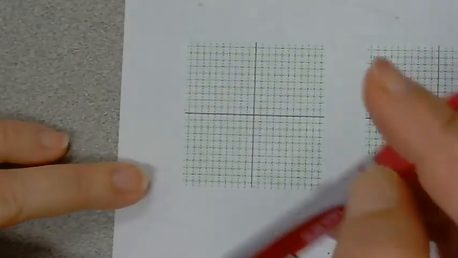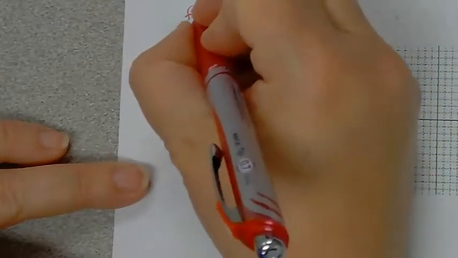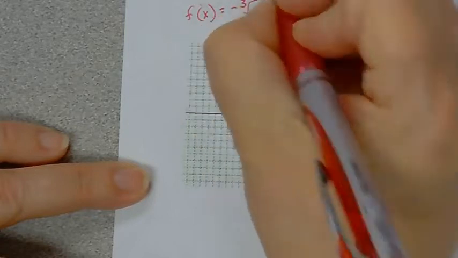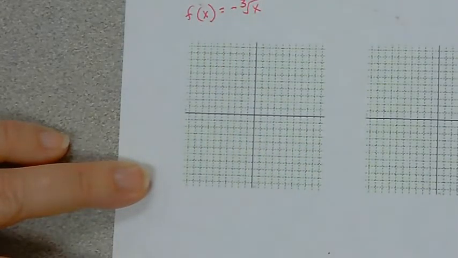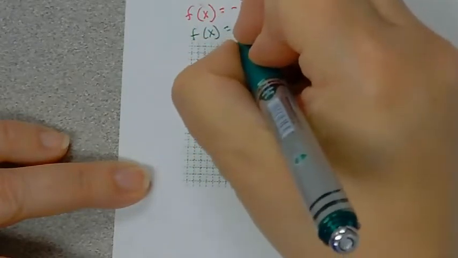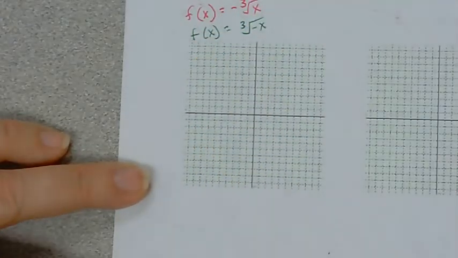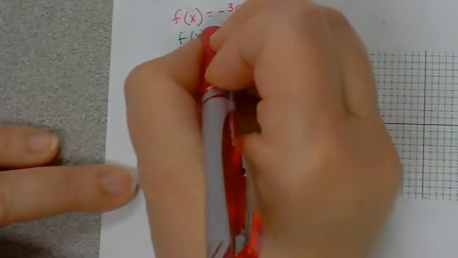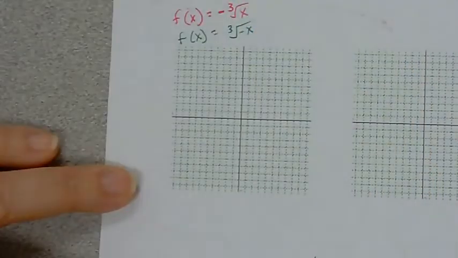Let's go down to this first graph here, and I'm going to graph two different things. I'm going to graph f of x equals negative cube root x, and then with the other color, I'm going to graph f of x equals cube root of negative x. So let's think about what we know about square roots. If there is a negative on the outside, that's going to take our y value and flip it.